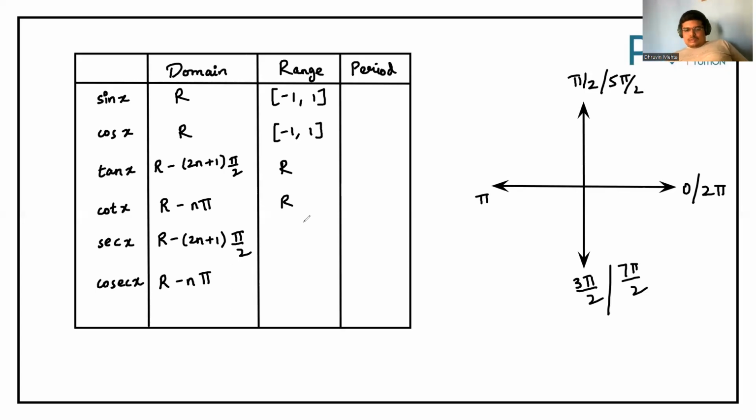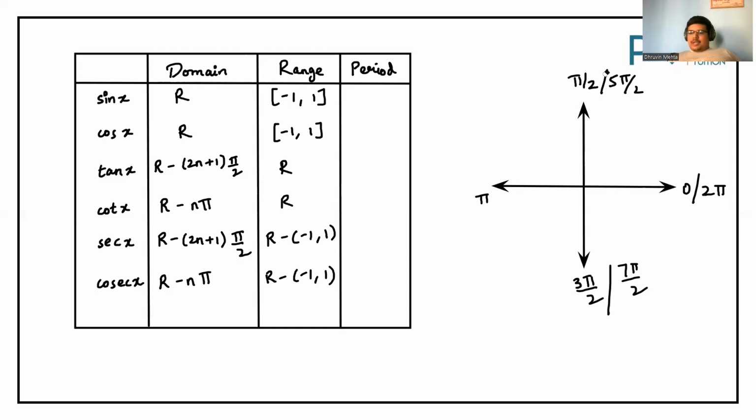Sir, the range of sec will be all numbers except those between -1 and 1. Excellent. Because when you take the reciprocal of numbers between -1 and 1, they will either be more than 1 or less than -1. Same for cosec.